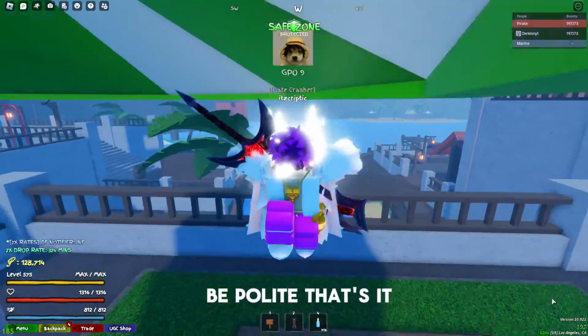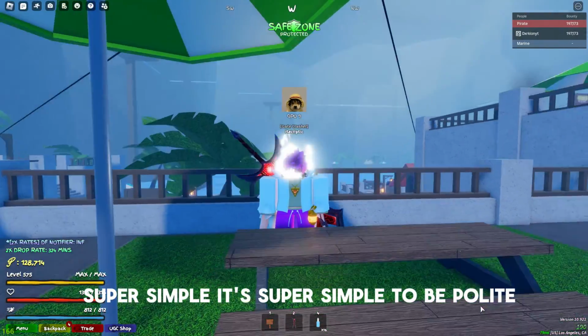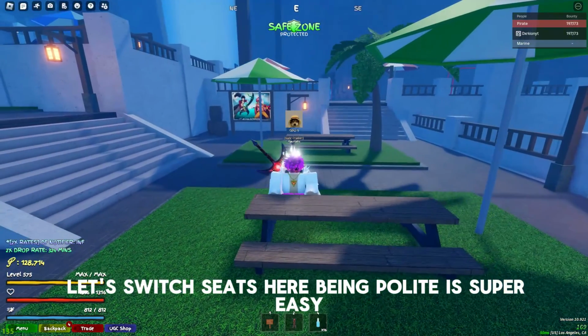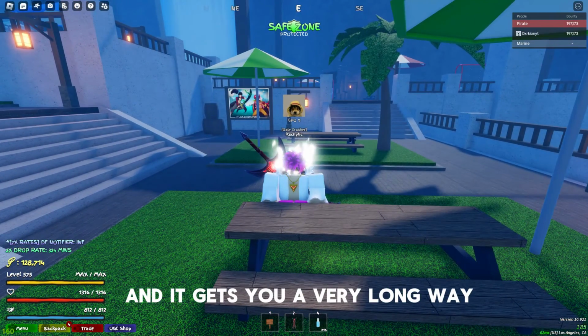My third tip, very simple one, something all of you should be doing. Be polite. That's it. Super simple. It's super simple to be polite. Let's switch seats here. Being polite is super easy, and it gets you a very long way.